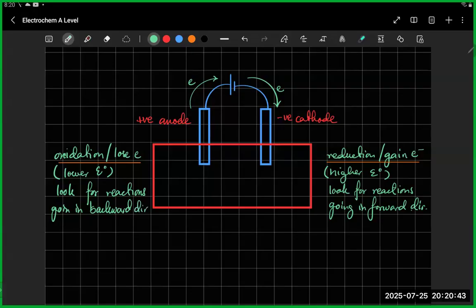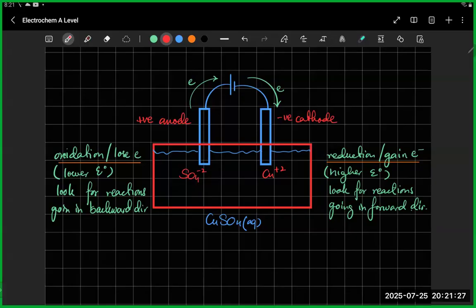So I'm going to give you an example, which would make things clearer. Let's say you've got copper sulfate aqueous. So how many species do you have in this? You've got copper ions. If you know O levels electrolysis, positive ions are going to get attracted to the cathode. And you've got sulfate ions, which are negative ions, and they're going to get attracted to the anode.